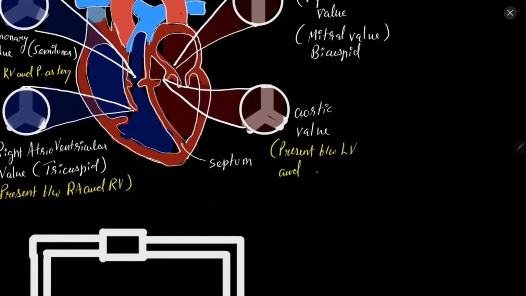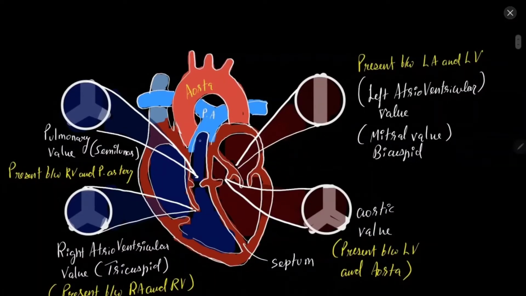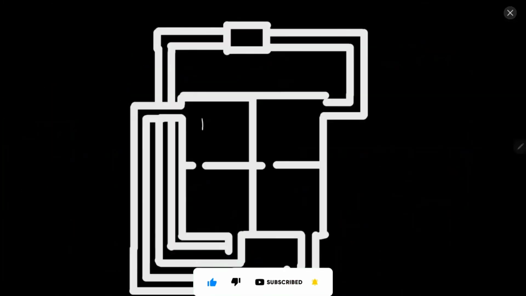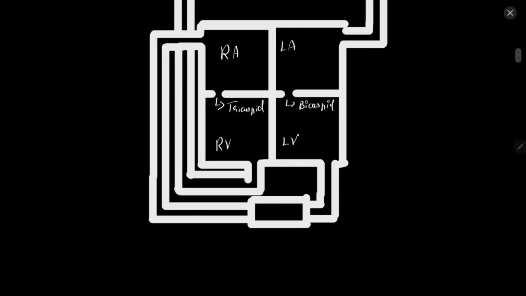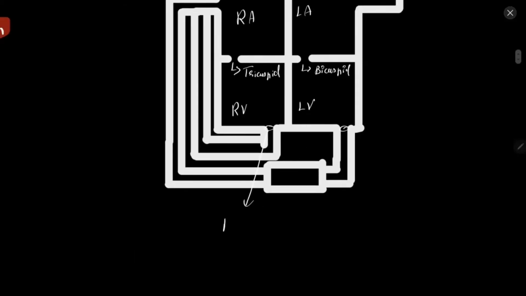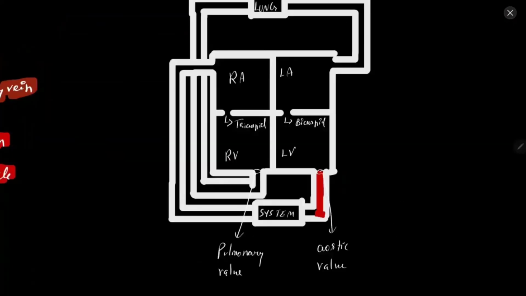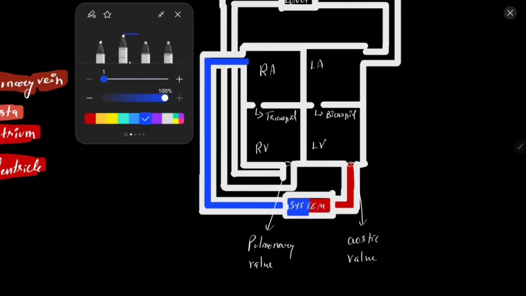Now, with the help of box diagram, we can easily understand the blood flow. The top two squares represent atrium and the bottom squares represent ventricles. Between atrium and ventricle you have your valves, and between ventricles and blood vessels you have pulmonary valve and aortic valve respectively.